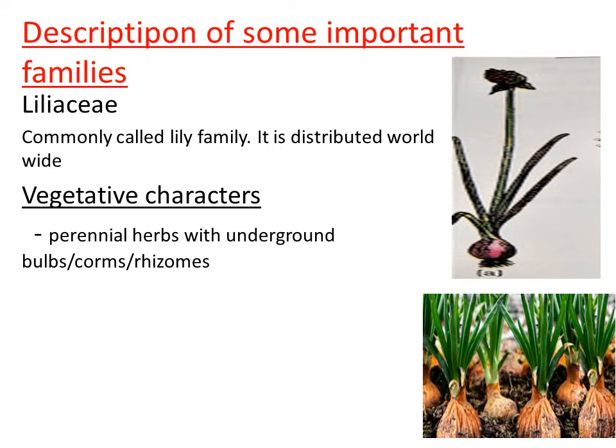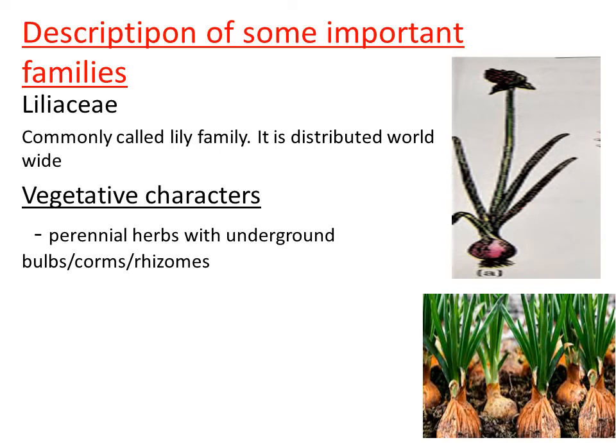So they are perennial herbs. What do you mean by perennial? Their lifespan is not restricted to 1 or 2 years. They survive more than 1 year, so the plants are called perennial herbs. Some show underground modifications, like bulbs, corms and rhizomes. These underground modifications store food material, and the same part is utilized for propagation, multiplication.